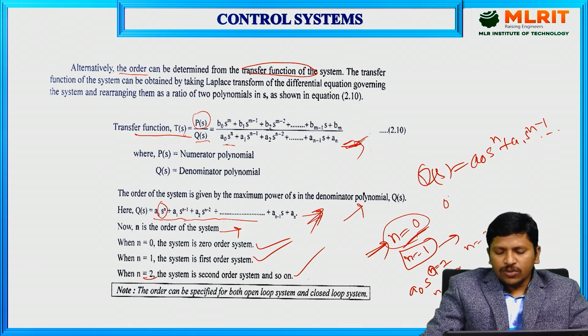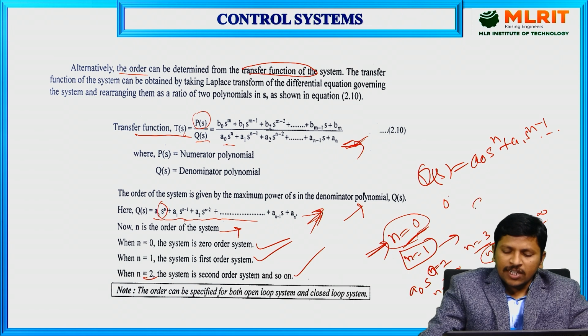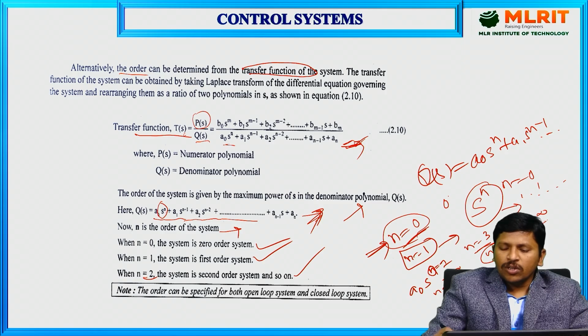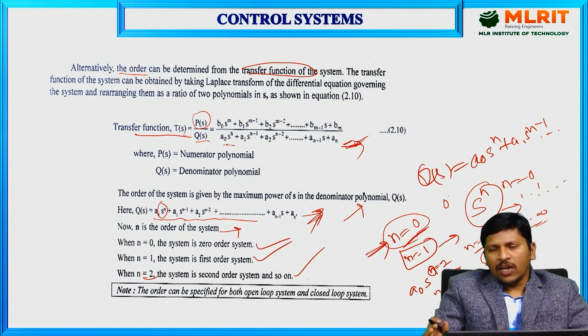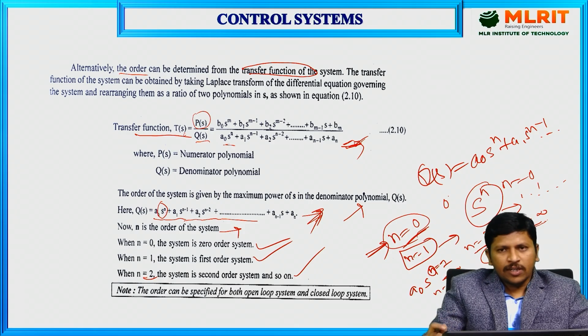If we substitute n equals 3 or n equals 4 and so on, the order of the system increases directly based on the n value, that is, the maximum power of s. So for n equals 0, 1, 2 and so on, the order increases, and that value indicates the order of the respective system.